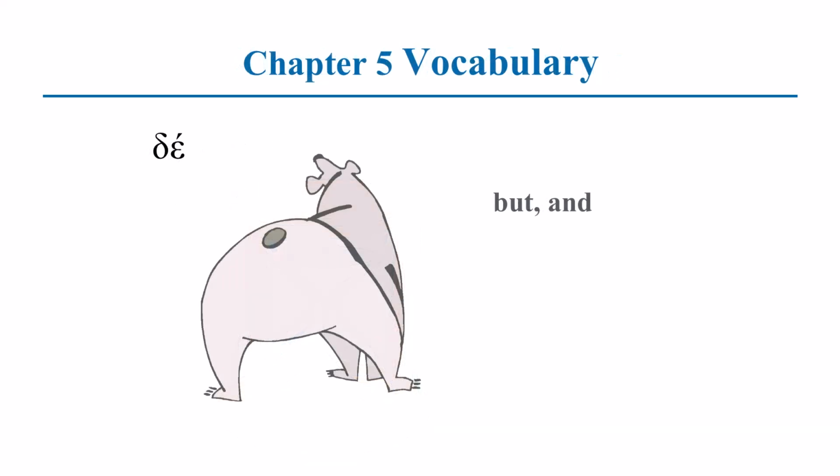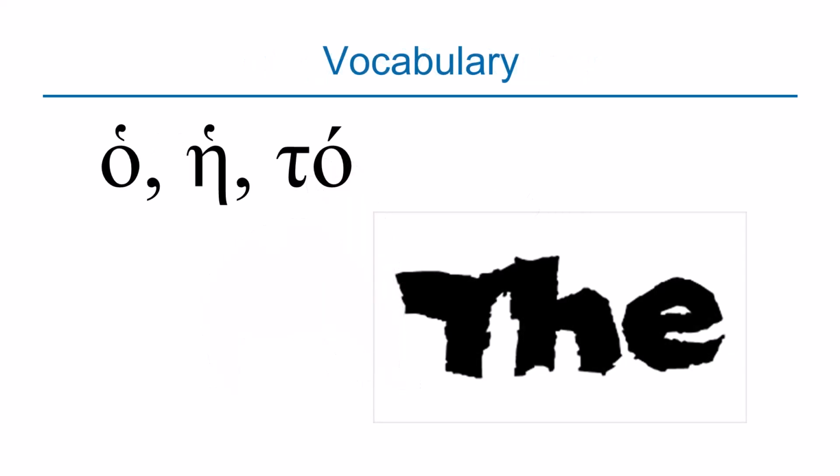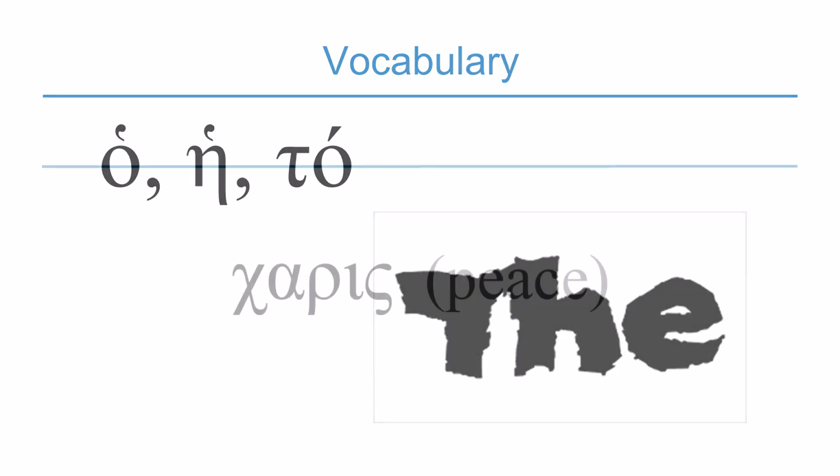Another word is de. De means but, or it can mean and. But most of the time, de means but. The last word is the word "the," or the definite article. And we say the word "the" can show in three different ways. Ho, hē, or to. Ho is in the masculine, hē is in the feminine, and to is in the neuter. So these are words that you're going to find in chapter 5.